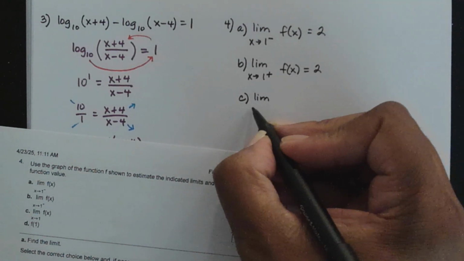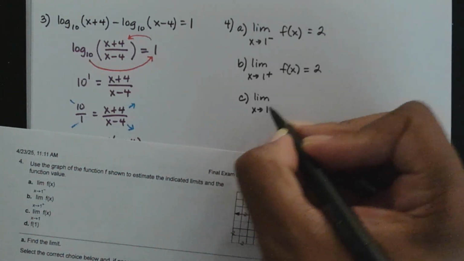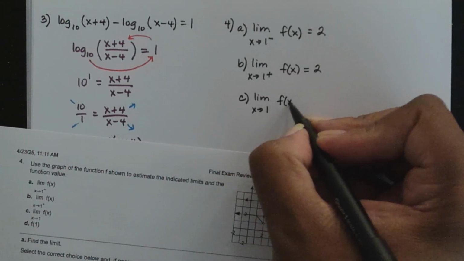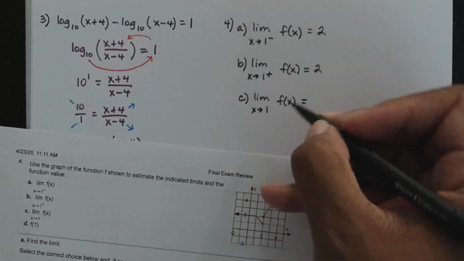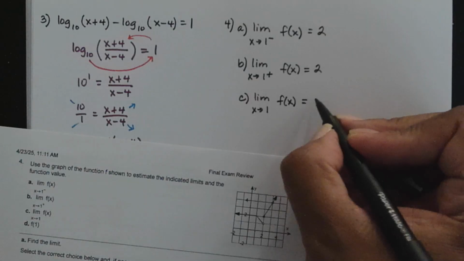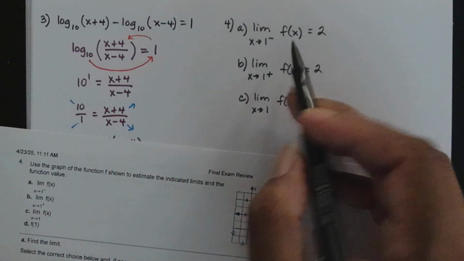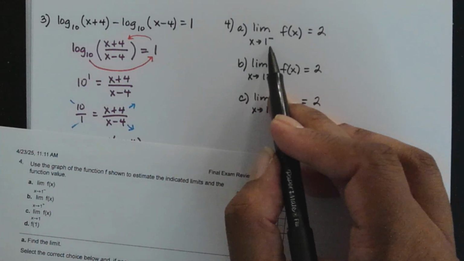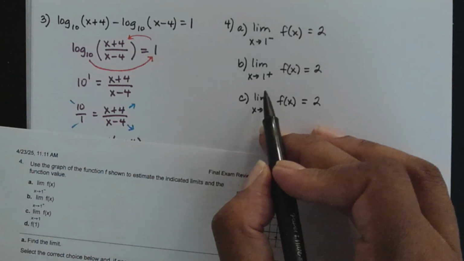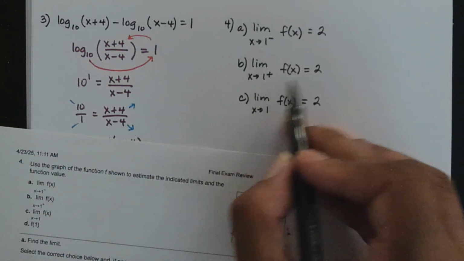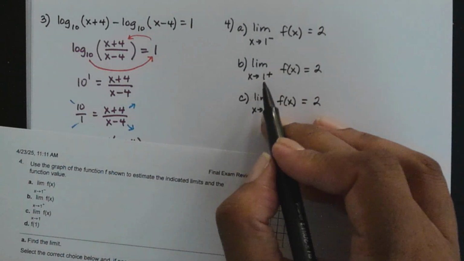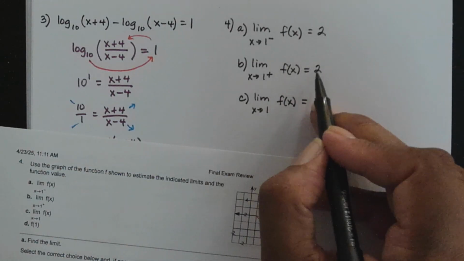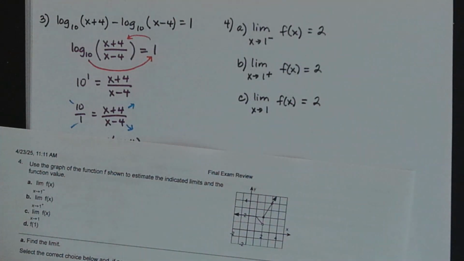Then part C is the limit as x approaches just 1 of f of x. What do you think that would be equal to? Same thing. Because notice that the limit as x approaches 1 from the left is 2, and so is the limit as x approaches 1 from the right. Both the left-hand and the right-hand limits must be approaching the same value for it to be that value. So the limit as x approaches 1 of f of x is 2.